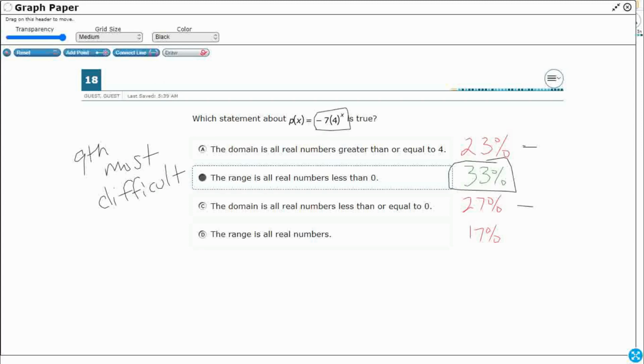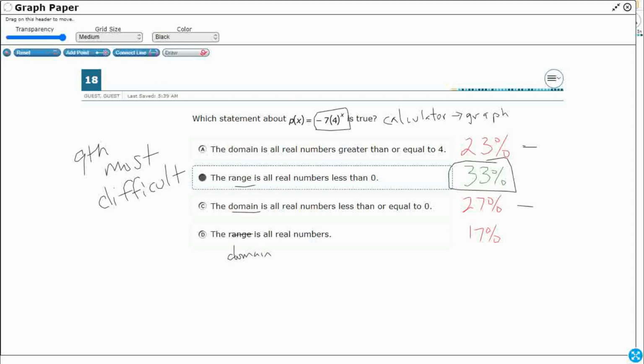Here's the thing. Open up the calculator. Calculate and graph. Because if you can graph it, it's easy to eliminate some of these answers, right? The range is not all real numbers. No, that would be the domain. So maybe we recognize that. But this right here, we're just confusing domain and range.